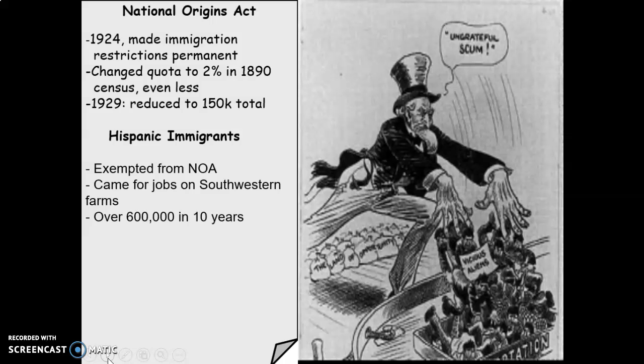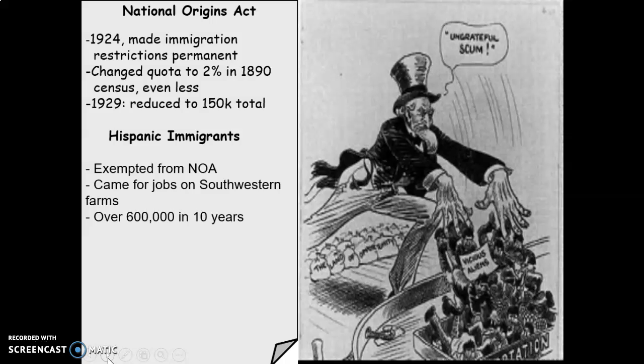1924 puts permanent restrictions on immigrants, and it changed the quota to 2% instead of 3%, and it goes from the 1890 census instead of the 1910. So it goes 20 years previous. In 1929, basically immigration was reduced to about 150,000 people total throughout the 1920s.